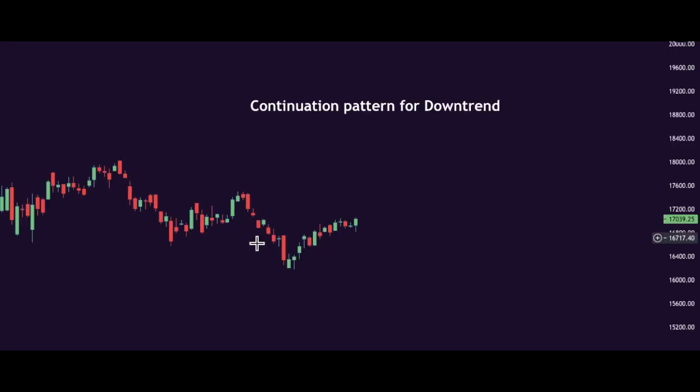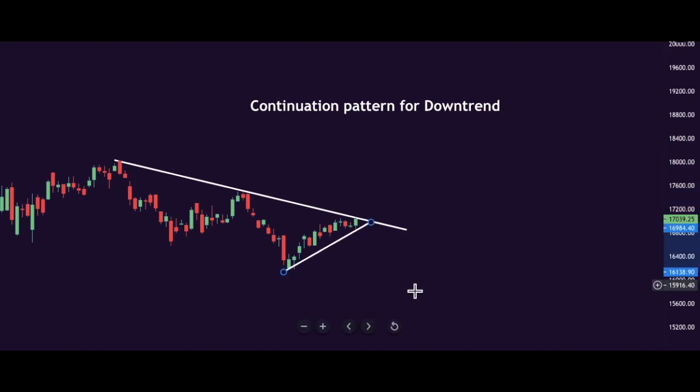This is an example of a continuation pattern when the stock is in a downtrend. When the stock is in a downtrend, we need to draw the trend line from above. In a continuation pattern, we are expecting the stock to go down. We cannot enter the trade when the stock touches this level. See here, it is a big hammer candle, so we need to draw a micro trend like this. When the stock breaks this micro trend, we can enter the trade.